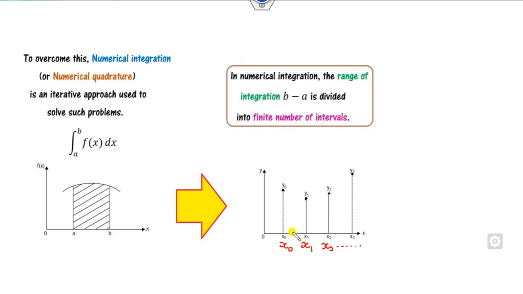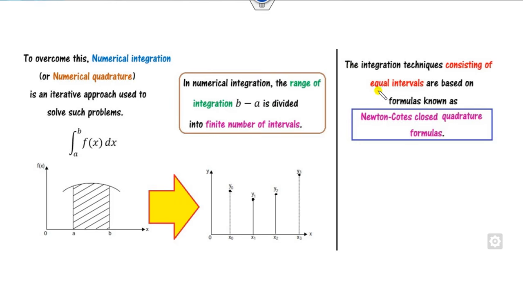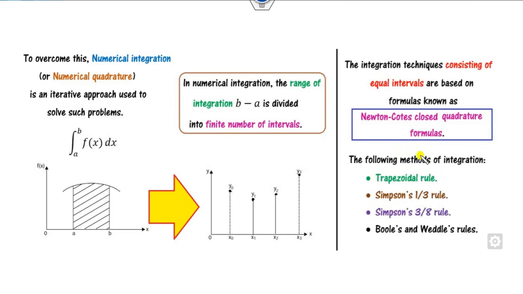Now first of all, the lengths x1 minus x0, x2 minus x1 are all equal intervals. The technique used for such equal intervals is known as the Newton-Cotes closed quadrature formula. There are many approaches under this, such as the trapezoidal rule, Simpson 1/3 rule and so on. In today's lecture we will describe the first method, and in later lectures we will describe each one in its respective video.